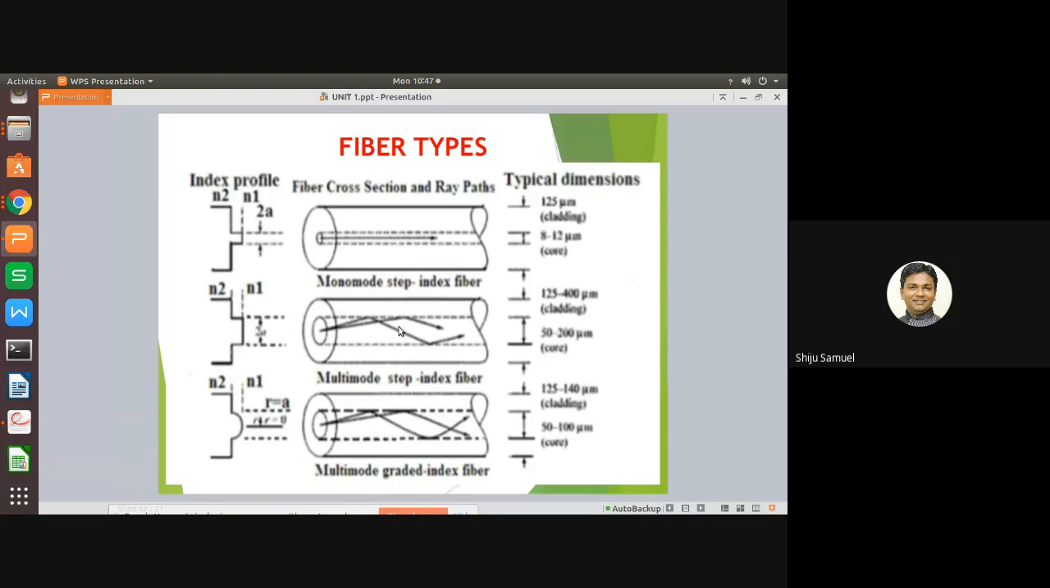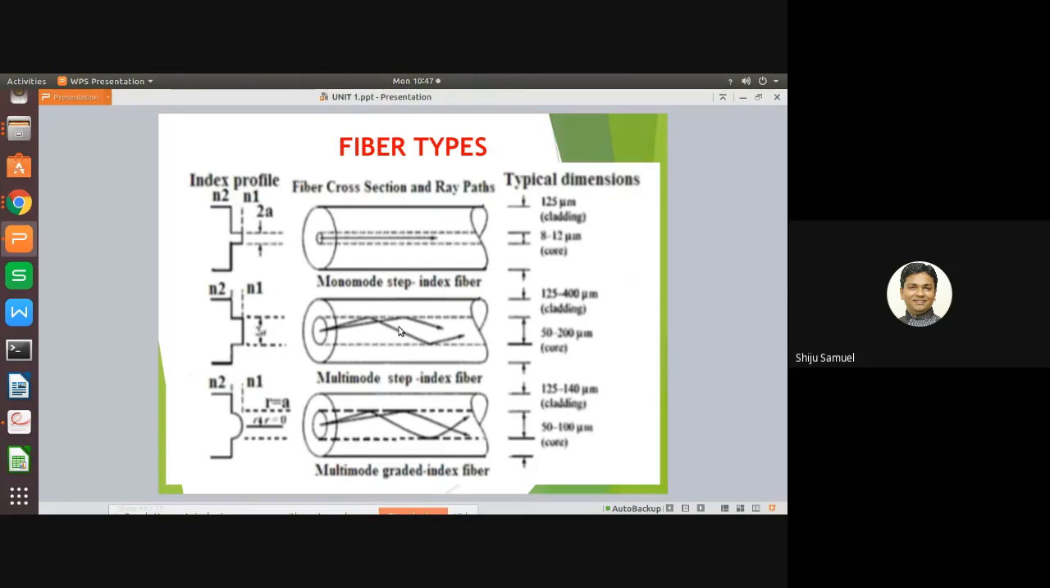Another concept is that these two categories come under the step index fiber. Why step index fiber? What is the definition of step index fiber? We can easily define it as an optical fiber considered with a core of constant refractive index n1, and a cladding of a slightly lower refractive index. As per the theory, n1 is greater than n2.